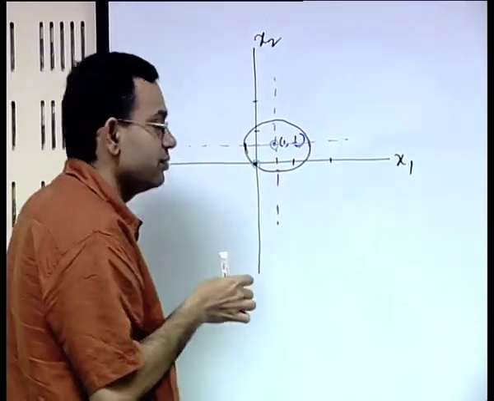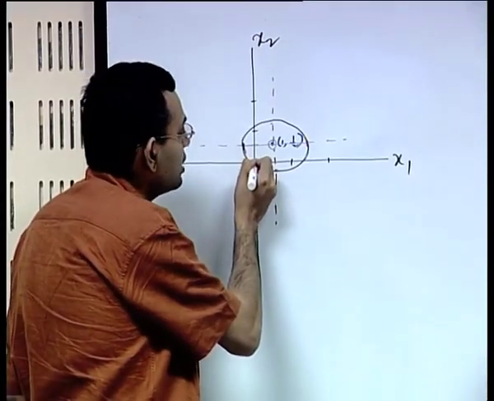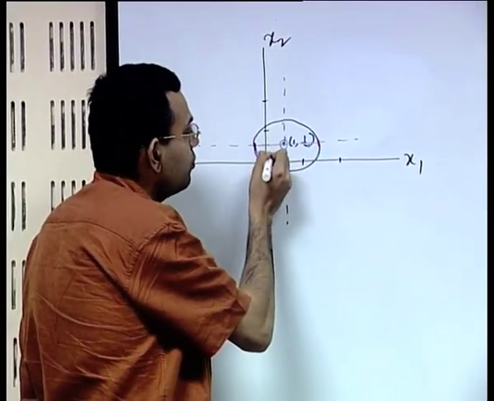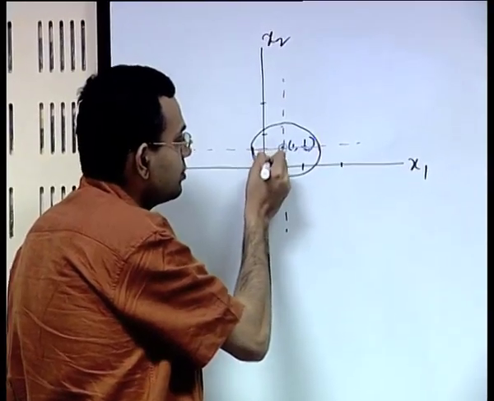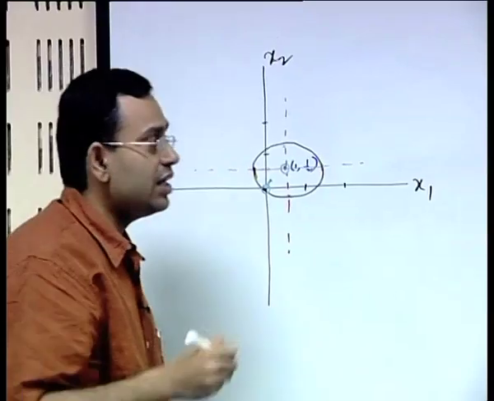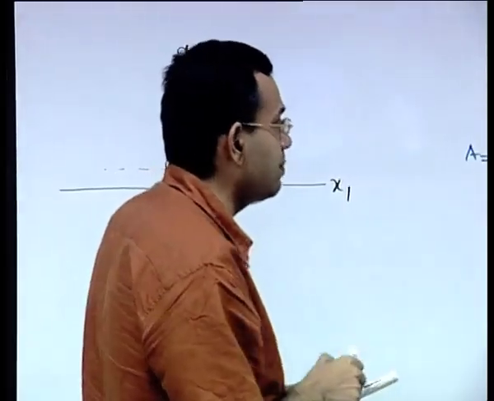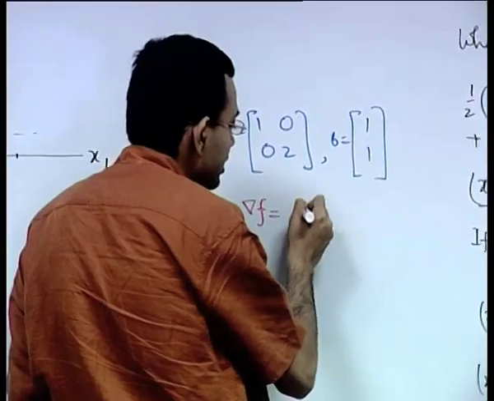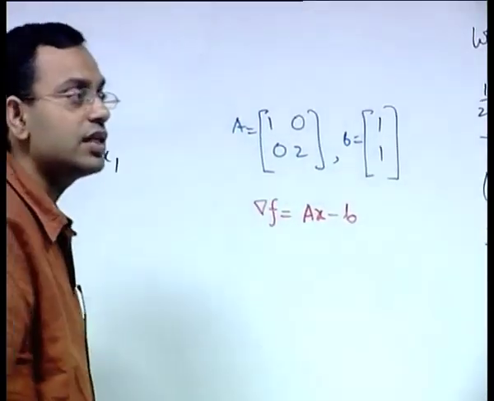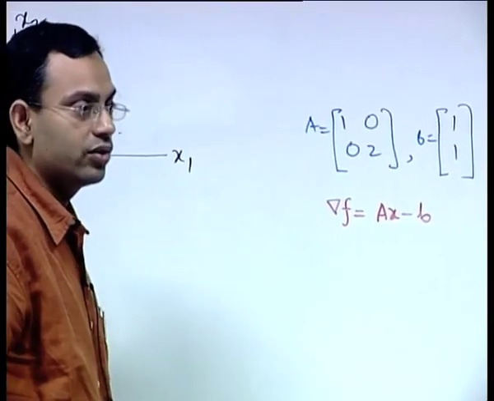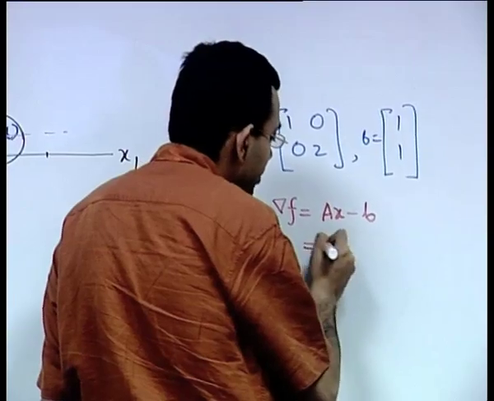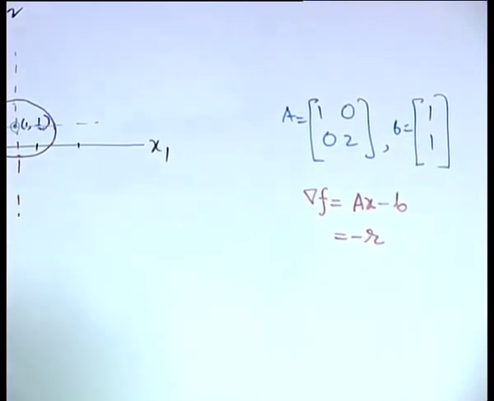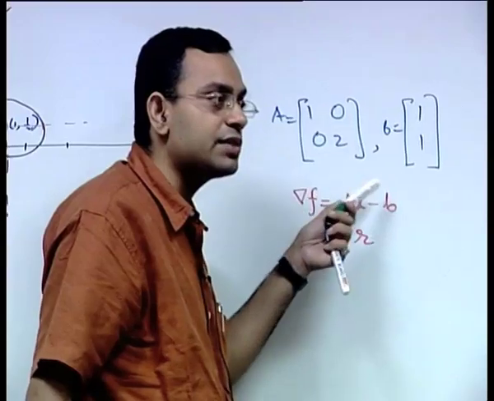So what it will do? It will point towards some direction which is not exactly this one. So we will move in certain direction, and the direction is what? The direction is something very special. Why it is special? Gradient of f is what? It is ax minus b, that is what we have already found out. So that is nothing but equal to minus r, where r is the residual. So it has also something to do with the residual. We have defined the residual as b minus ax.